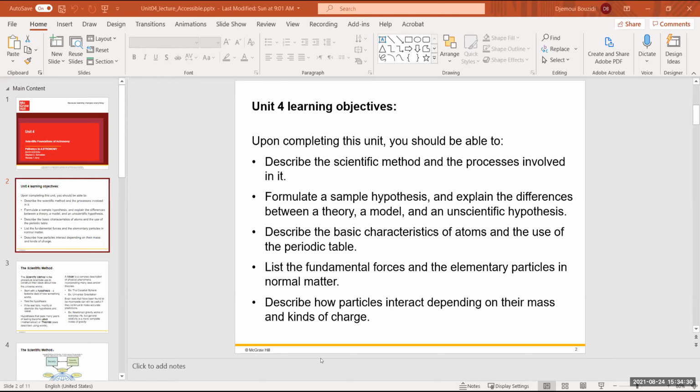So let me find where unit 5 is. Okay. Let me stop sharing. Let me share with you unit 5.